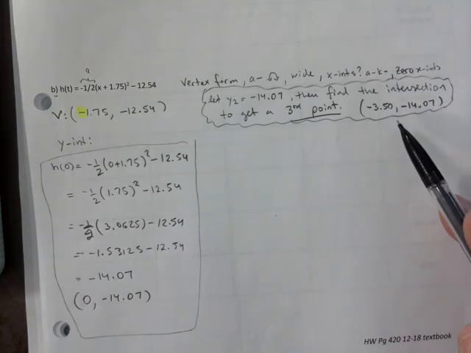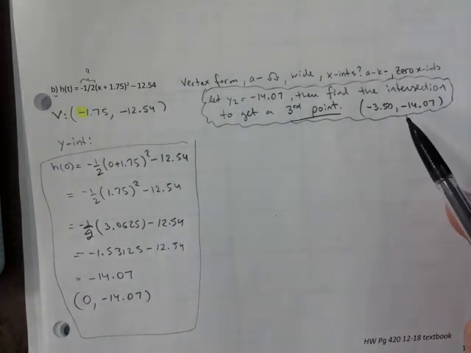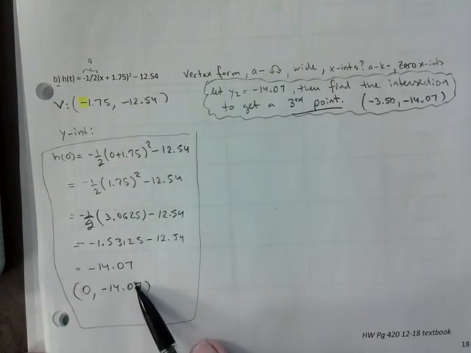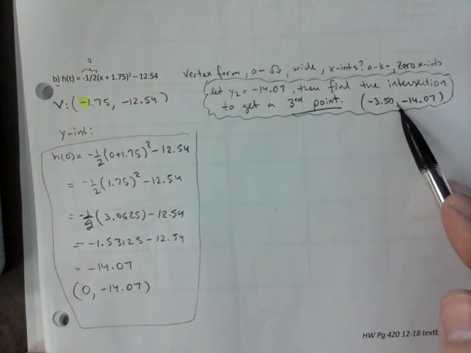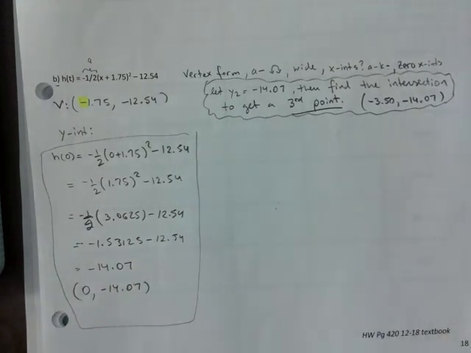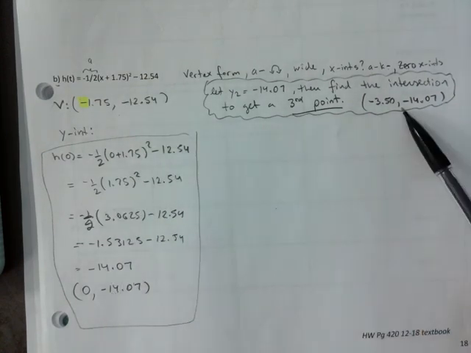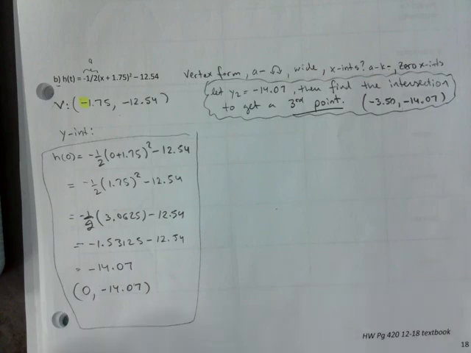So because of the lack of x-intercepts, or no x-intercepts in this case, I have my vertex, I have the y-intercept, and I have a third point here. Do you remember table of values from grade 10? Table of values, right? You did a lot of that. We just created a table of values with 3 points, right? And so now we can go ahead and graph it.